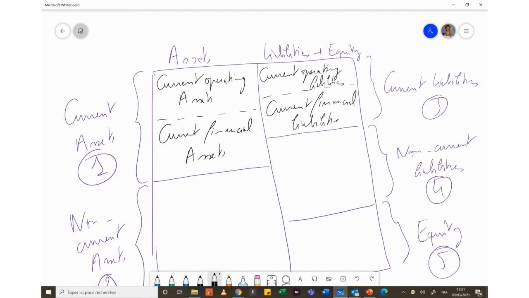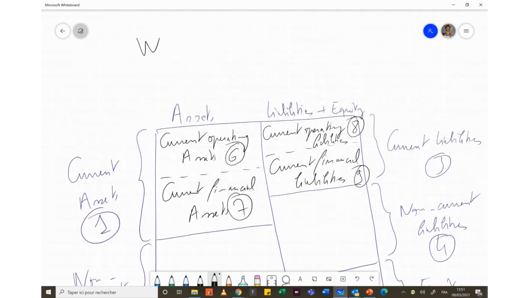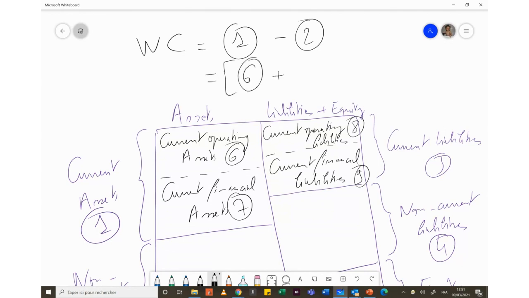So now I have the cell numbers 6, 7, 8, and 9. The working capital, we said, is 1 minus 2: working capital equals current assets minus current liabilities. So it's equal to 6 plus 7 minus 8 plus 9.